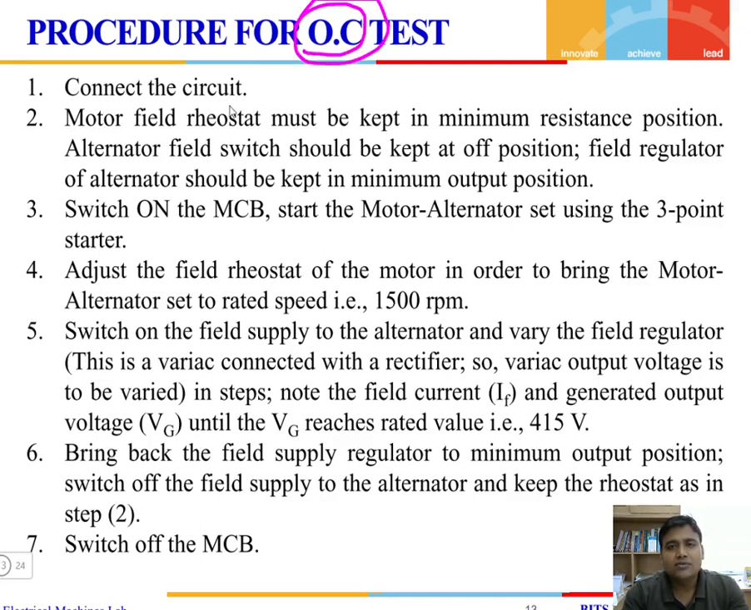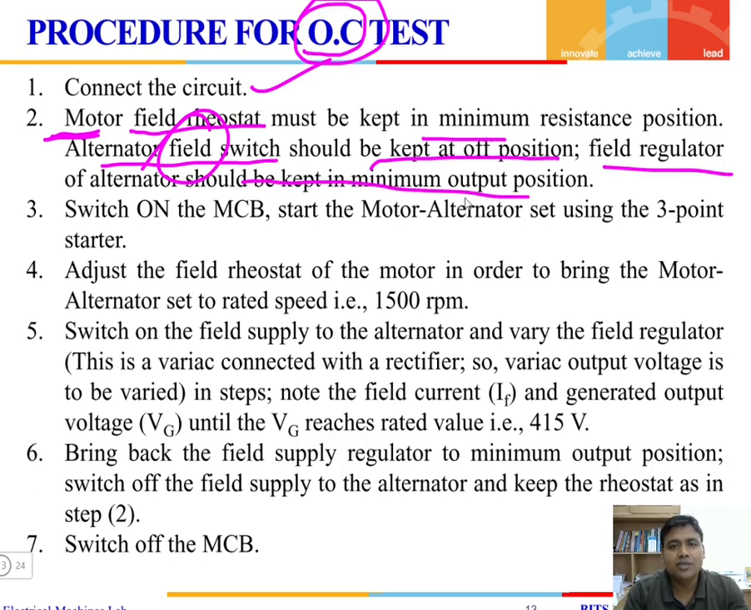For the OC test, first you connect the circuit and keep the field rheostat at the minimum for the motor. So the motor field rheostat will be kept at the minimum, and the alternator field switch should be kept at the off position. So alternator excitation need not be done at the beginning, and first we will keep the motor field rheostat at the minimum position. Then the field regulator of the alternator should be kept in the minimum output position. Switch on the MCB and start the motor alternator set using the 3-point starter.